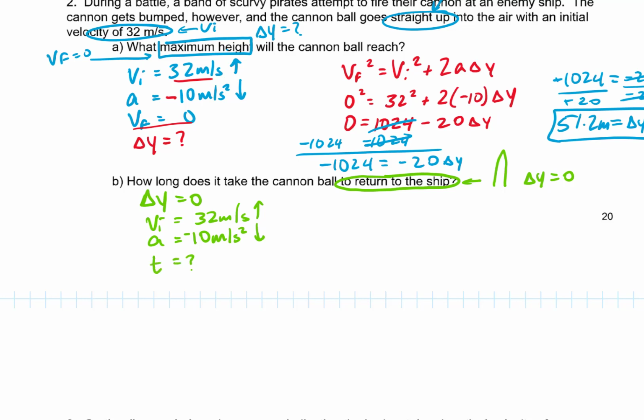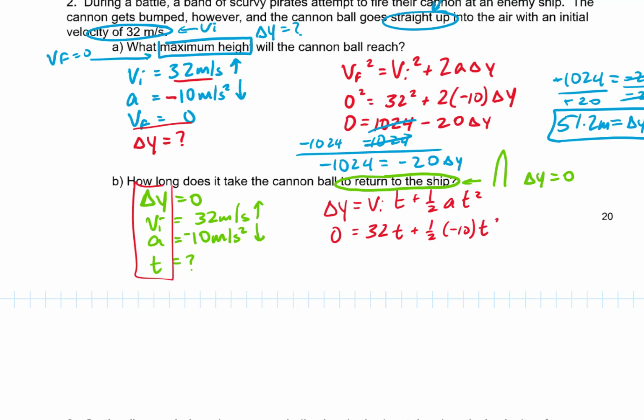So the equation that we're going to be using has all of this in it. Delta y is equal to v initial times time plus 1/2 acceleration times time squared. So 0, my delta y, is equal to my initial velocity, 32 times time, plus 1/2 times negative 10 times time squared. So we plug all that in and kind of make it go through. 0 is equal to 32t minus 5t squared. So I'm going to bring the 32 over. So I'm going to subtract 32t from both sides.